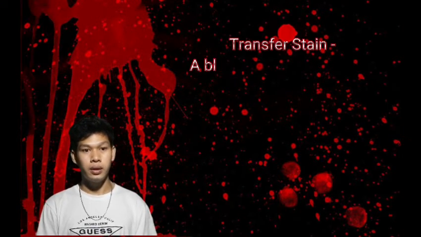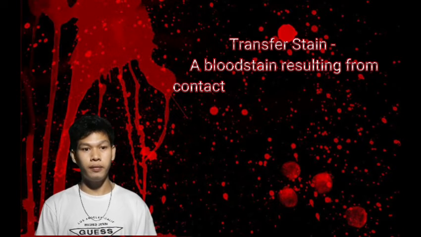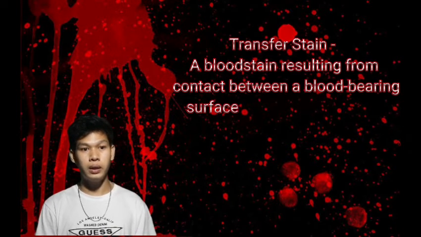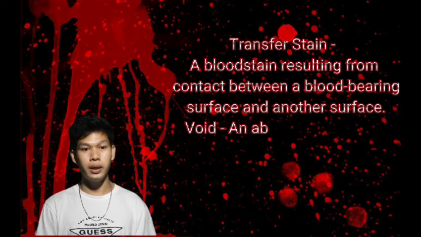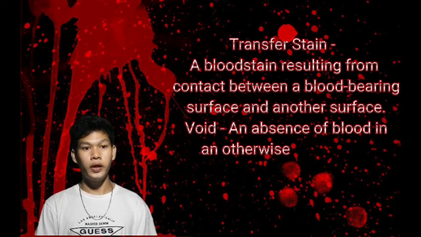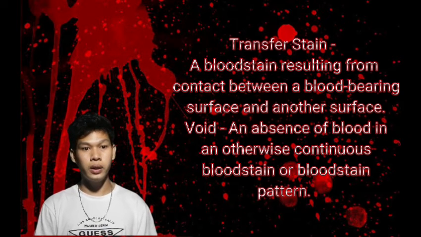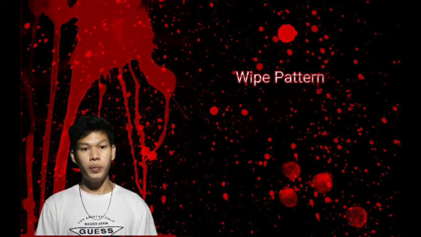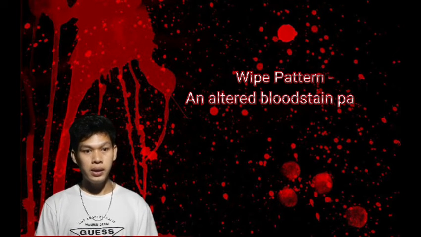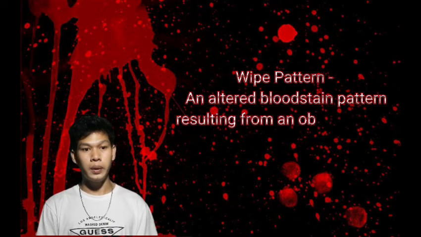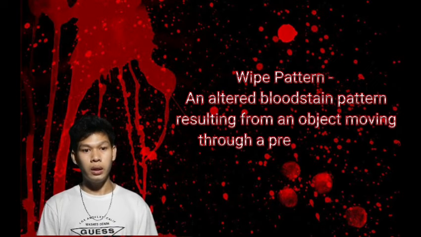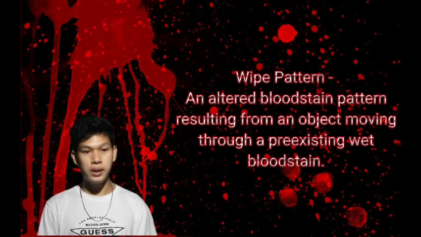And lastly is the transfer stain, a blood stain resulting from contact between a blood-bearing surface and another surface. Void is an absence of blood in an otherwise continuous blood stain or blood stain pattern. A wipe pattern is an altered blood stain pattern resulting from an object moving through a pre-existing wet blood stain.